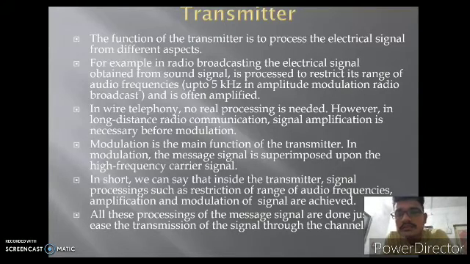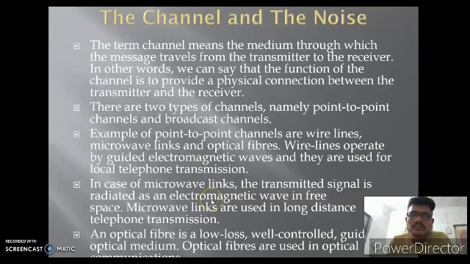Modulation is the main function of the transmitter. In modulation, the message signal is superimposed upon the high frequency carrier signal. In short, we can say that inside the transmitter, signal processing such as restriction of the range of audio frequencies, amplification, and modulation of the signal are achieved. All these processings of the message signal are done just to ease the transmission of the signal through the channel and the noise. The term channel means the medium through which the message travels from the transmitter to the receiver.